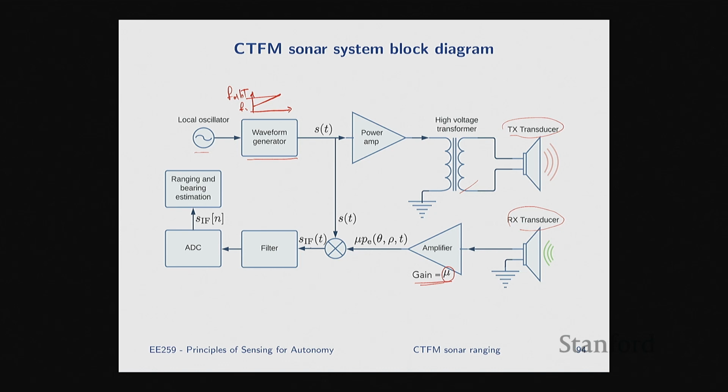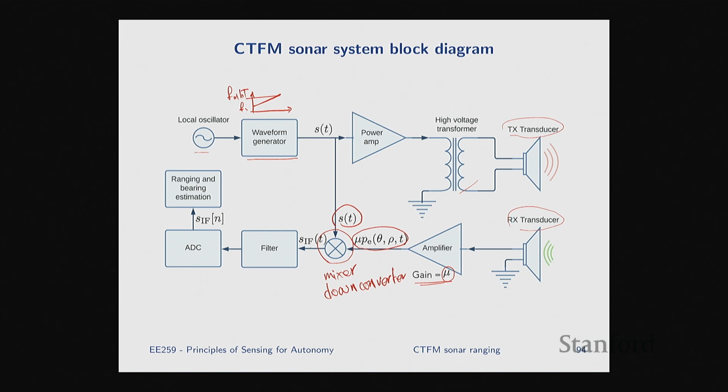And the magic really happens at this block here. This is the block that extracts that delta F for you. And it's actually a very simple mathematical operation. It turns out that it's just a multiplication. It's also called a mixer or a down converter. We'll see the exact math behind it, but you have to feed it 2 things: your transmitted waveform or chirp, and your received echo, because it needs to extract the difference in the instantaneous frequency of those 2.